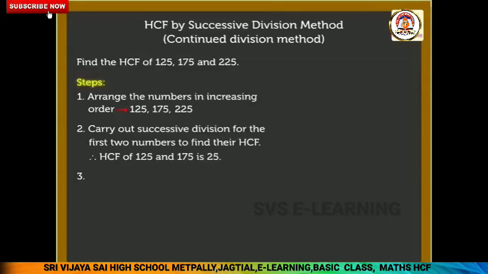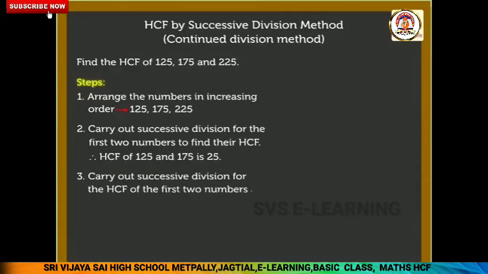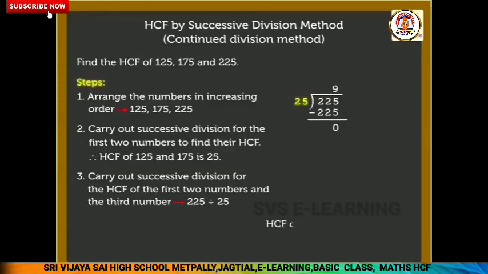Step 3. Now carry out successive division for the HCF of the first two numbers and the third number. That is 225 divided by 25. Here, on dividing 225 by 25, we get the last divisor as 25. Hence, HCF of 125, 175 and 225 is 25.